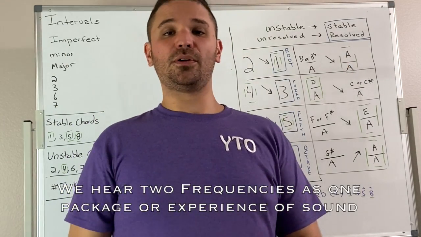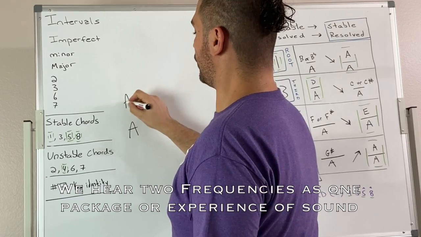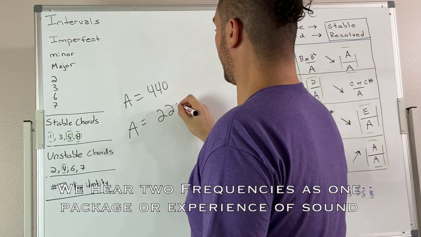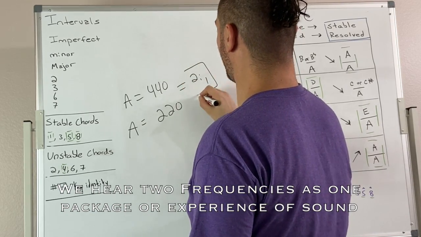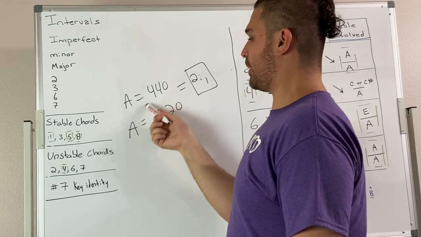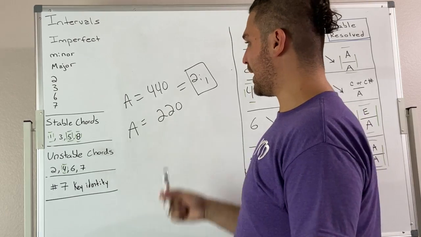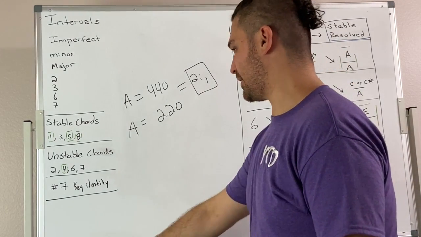Great, so what we learned in intervals is whenever our brain hears two frequencies at the same time, it combines them into one. And so we hear it as one sound. So if I'm hearing one instrument play 440 vibrations per second and another instrument play 220 vibrations per second, my brain hears it as 2 to 1, and we call that an octave.